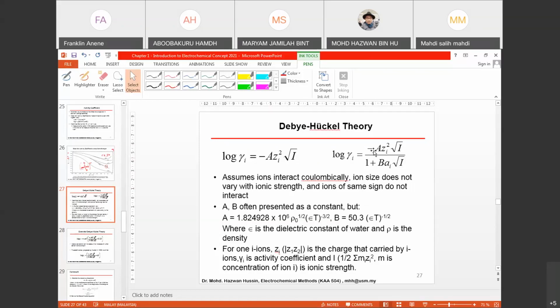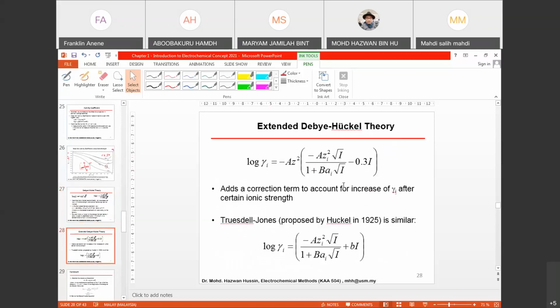So we also have the extended form of Debye-Hückel. The extended form sometimes considers other factors, not only the ionic strength and the coefficient, but also other factors related to mass, for example, the mass of the salts and whatnot.